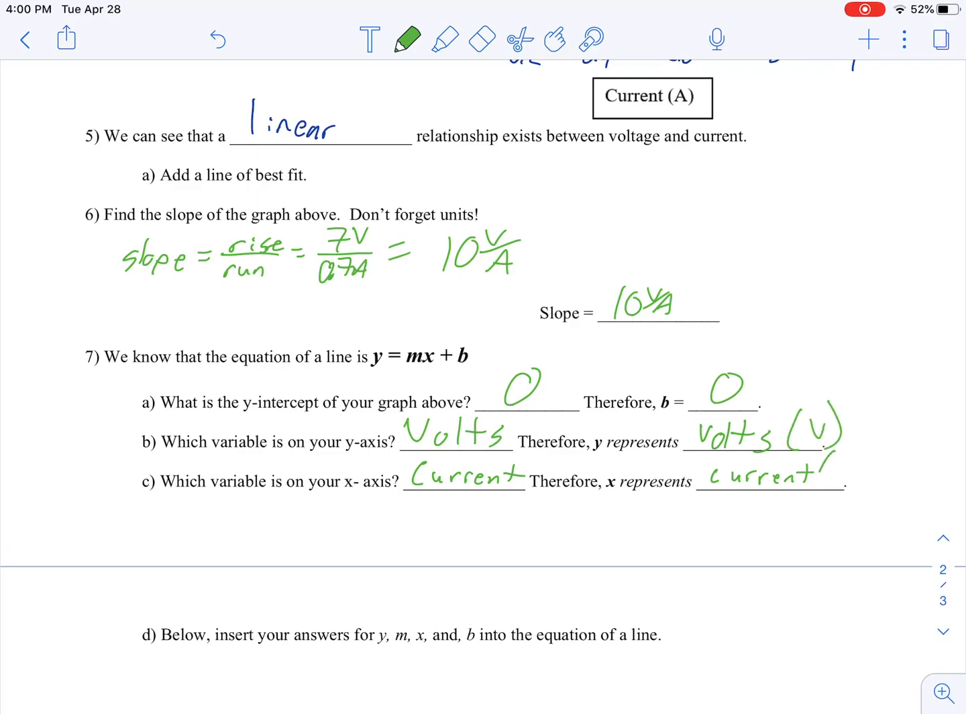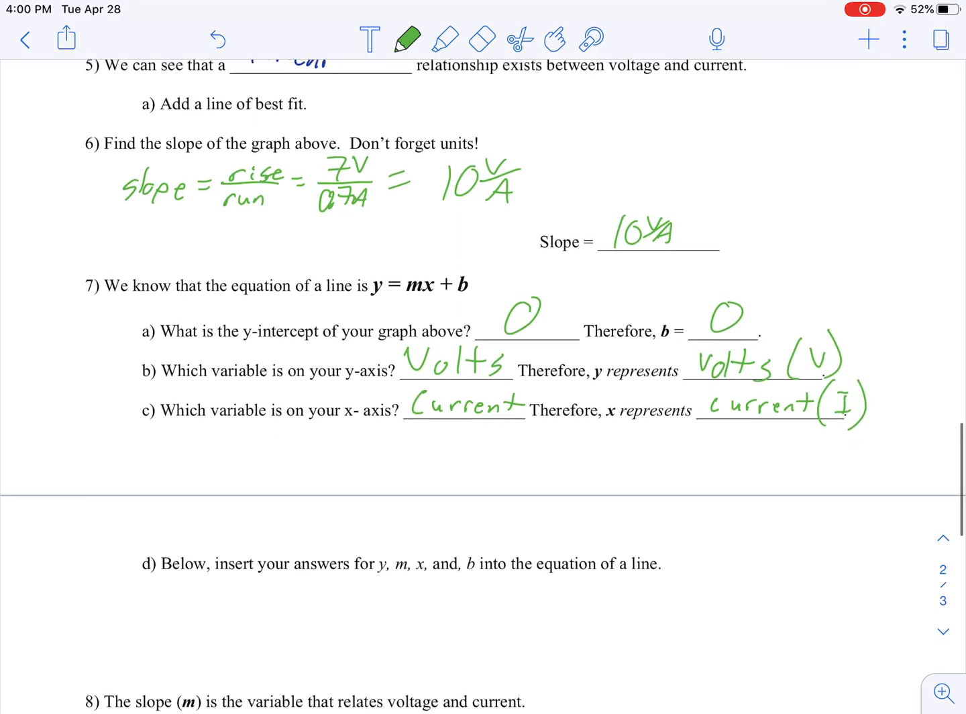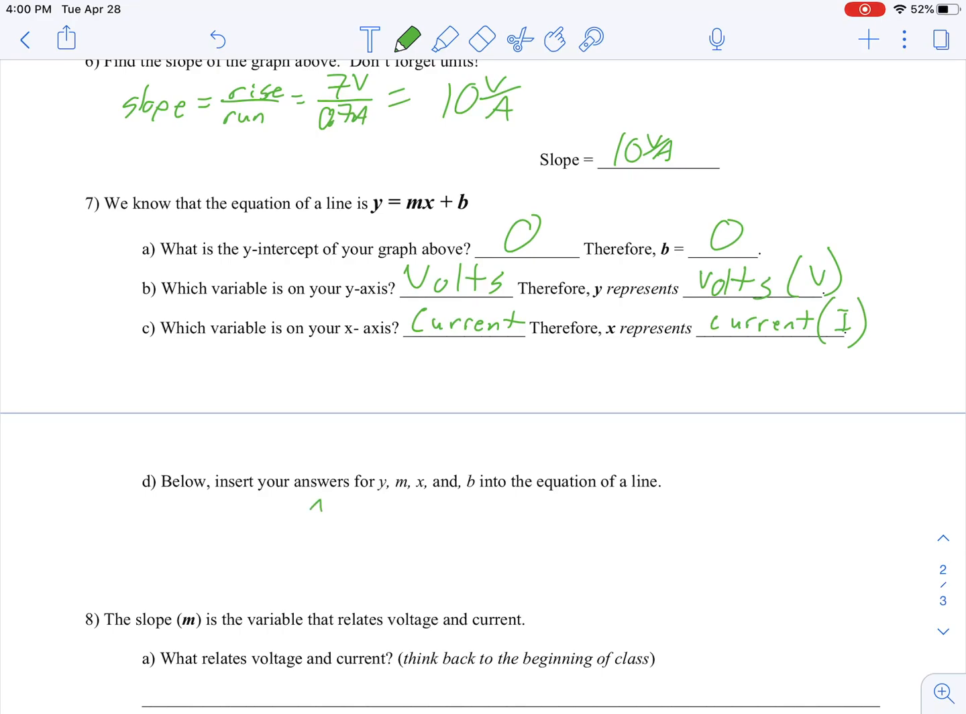Where volts are V, current is I. So if you write the equation of a line here, let's substitute in y, m, x, and b. All right. So y is volts. M is, let's just write 10 volts per amp. X is current, which is I. And b is 0. So it's just V equals 10 volts per amp times I.